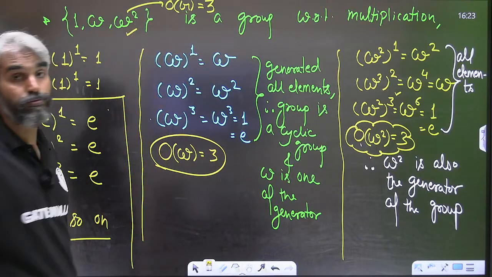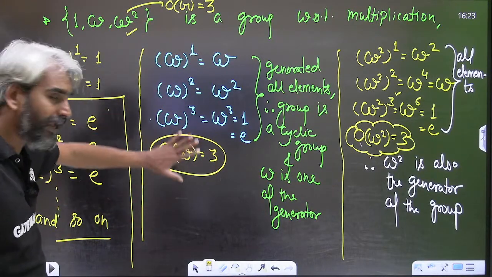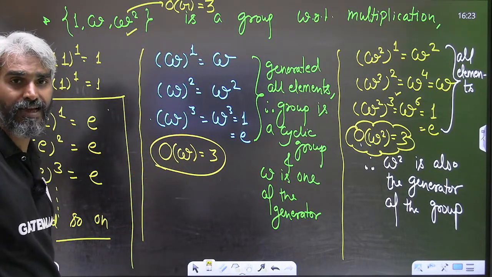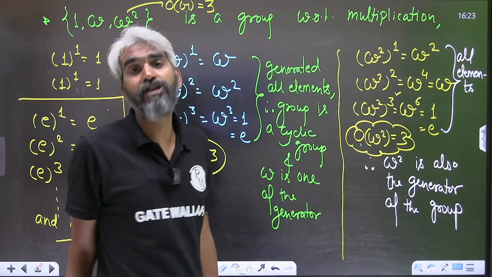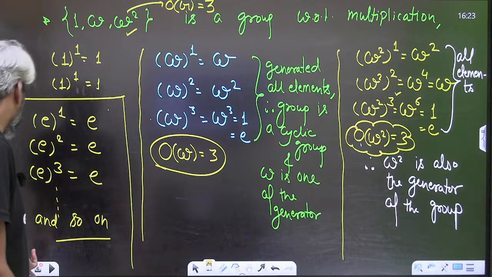of this cyclic group. So what can we say? If element A is the generator of the cyclic group G, then A inverse will also be the generator of that cyclic group G. That's another thing.